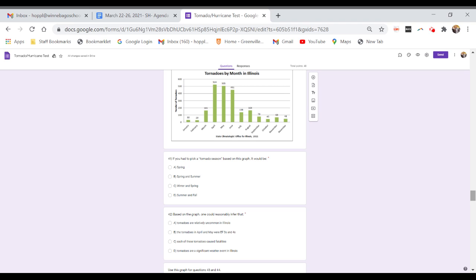Question 42, based on the graph, one could reasonably infer or guess that A, tornadoes are relatively uncommon in Illinois. B, the tornadoes in April and May were EF3s and 4s. C, each of these tornadoes caused fatalities or deaths. Or D, tornadoes are a significant weather event in Illinois.